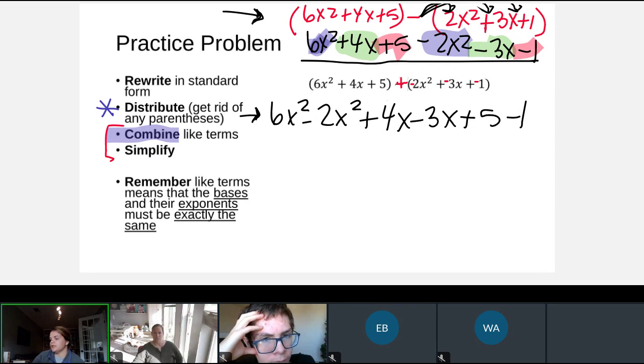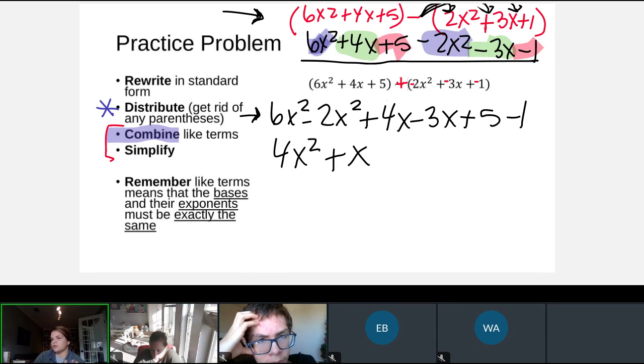So what is 6 minus 2? That would be 4. So we get 4x squared. 4x minus 3x. So 4 minus 3 is 1, or just x. So plus x, or you can put plus 1x. And then we have 5 minus 1, which would be 4. And that's your final answer.